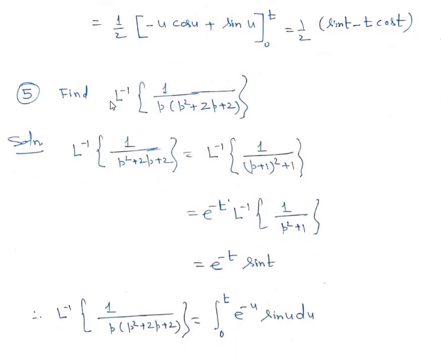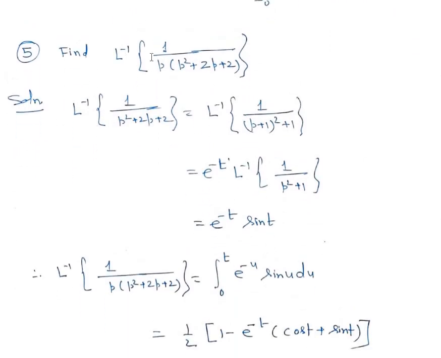Now let's take the last example. Find L inverse of 1 upon p into p square plus 2p plus 2. Now make this as perfect square. We have L inverse of 1 upon p plus 1 whole square plus 1. Then using first shifting theorem, we have e to the power minus t, L inverse of 1 upon p square plus 1, which is e to the power minus t into sin t.